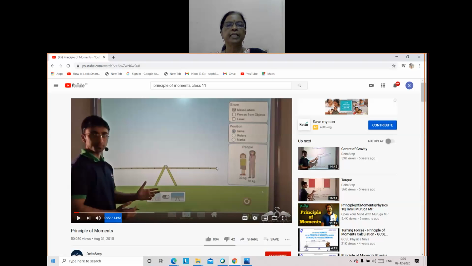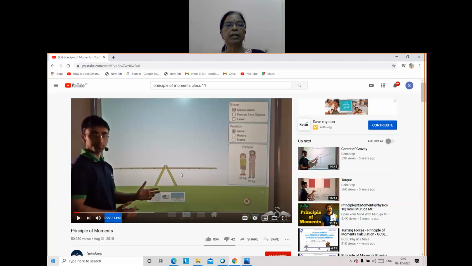Understand? So if a 30 kilogram child is kept at 2 meter distance here, it produces 600 Newton meter torque. In order to balance that, another 30 kilogram child has to be kept here at 2 meter distance. Then only 600 Newton meter torque acts here. So anti-clockwise torque should be the same as clockwise torque. This is clockwise torque and this is anti-clockwise torque. Both torques should be equal and opposite. Then only it will be balanced. So the principle of moments is telling like that.